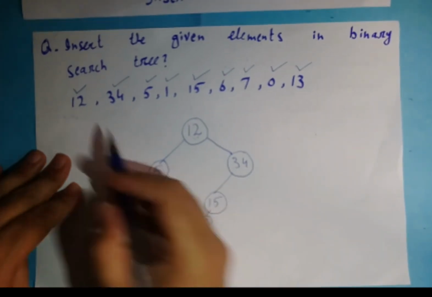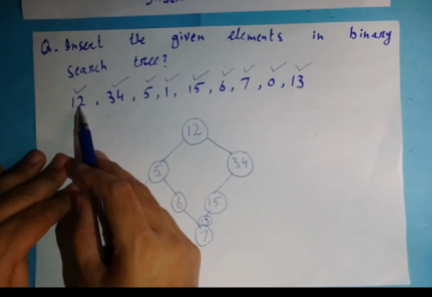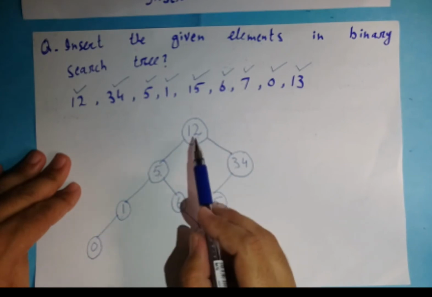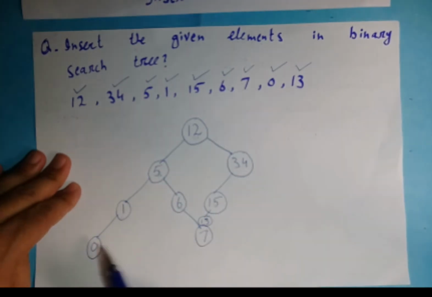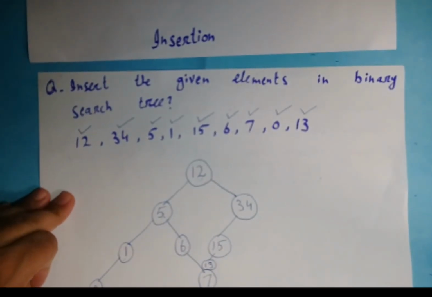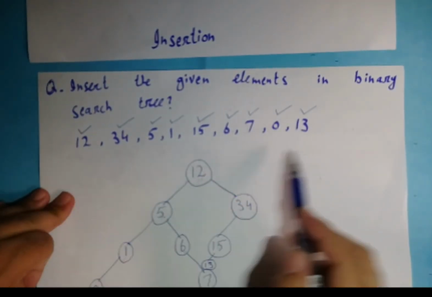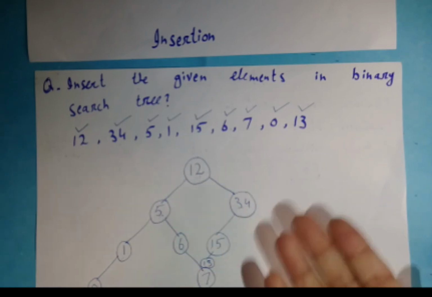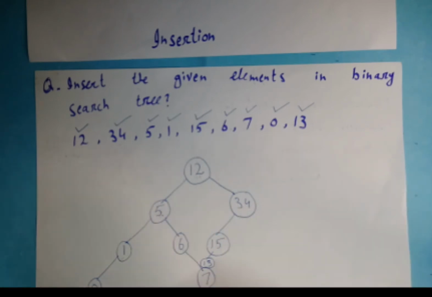So I check it. I count how many elements there were: 1 2 3 4 5 6 7 8 9, and now I count the nodes: 1 2 3 4 5 6 7 8 9. So I just completed the binary search tree of the given elements. So if any array or any elements are given to you in your exam, and you have to make the binary search tree of those elements or the given array, you can just make it like this.